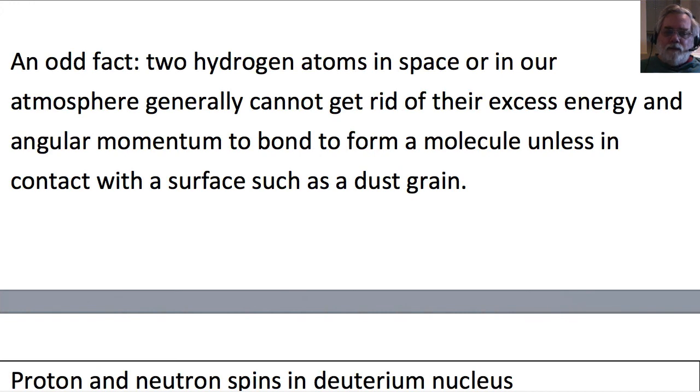An odd fact: two hydrogen atoms unbound in space or in our atmosphere, if they approach one another, they want to bond, but generally they cannot get rid of their excess energy and angular momentum to bond to form a molecule unless they're in contact with some surface, such as a dust grain.